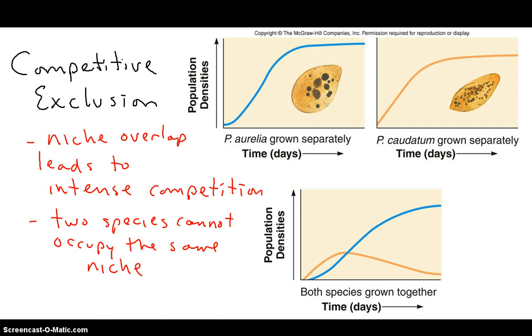But when they're put together, if we look at the graph down below at the blue and the brown lines, competitive exclusion takes place. The blue line, the P. aurelia, is able to outcompete the caudatum, and the caudatum will eventually be excluded and its population will go down to nothing. So that's the idea of competitive exclusion. There's something about P. aurelia that gives it a competitive advantage, a better chance to survive and therefore reproduce than the caudatum in this environment.